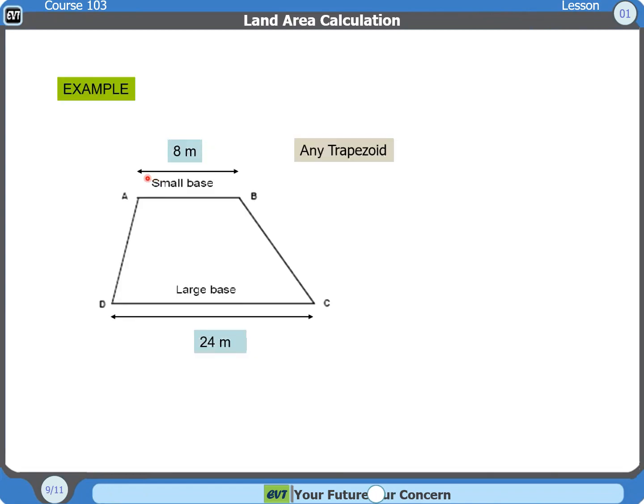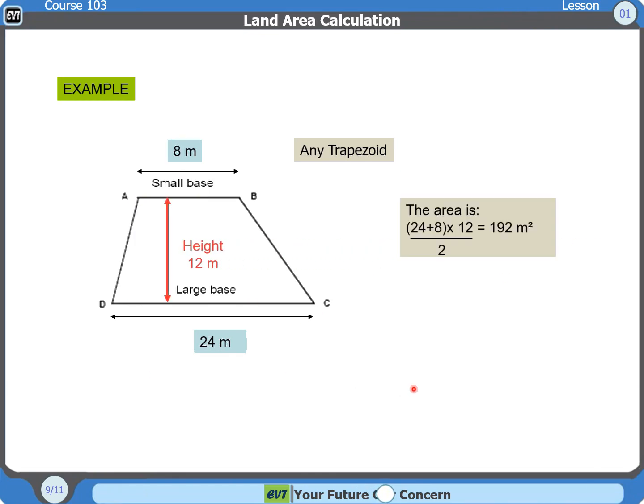Another example, the small base we have is 8 meters, the large or big base is 24 meters, and we have the height of 12 meters. Application, we have the area is 24, the large base, plus 8 meters, the small base, times 12, divided by 2, equals 192 square meters.